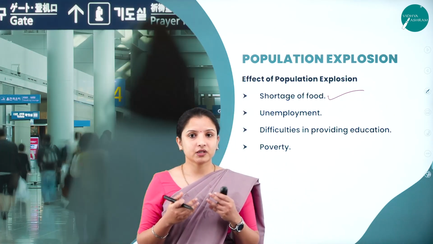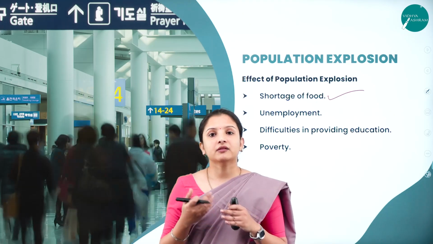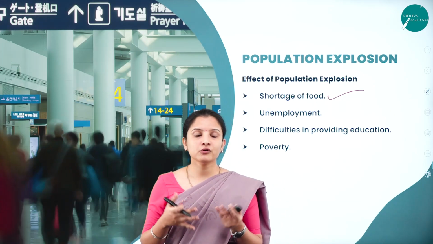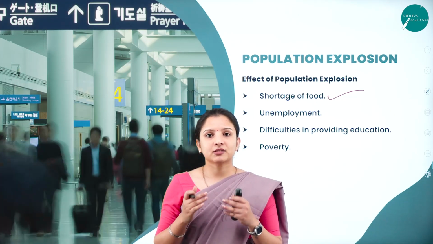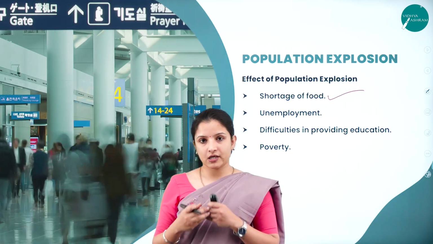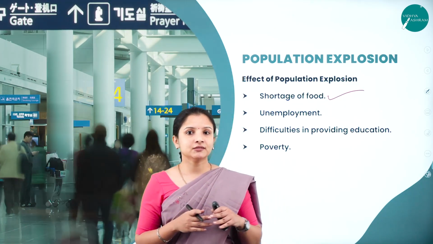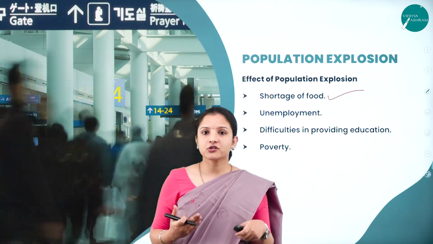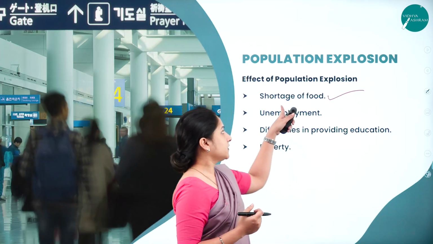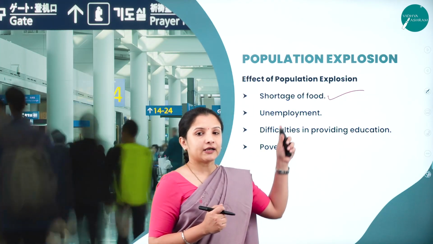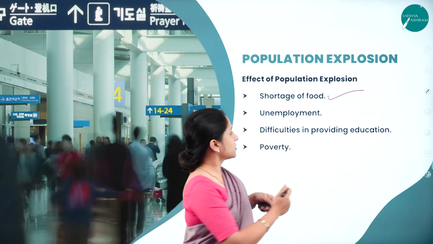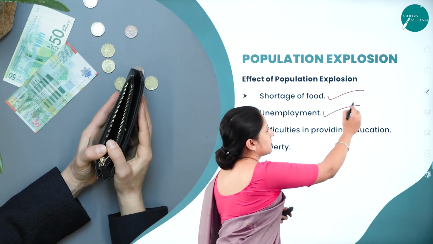Say that particular year there was a drought and the farmers were not able to produce the food that is required to feed the people of a country. During such a crisis, if the population of the country is too much, there will be a shortage of food. So that is one of the reasons. And one more is unemployment.